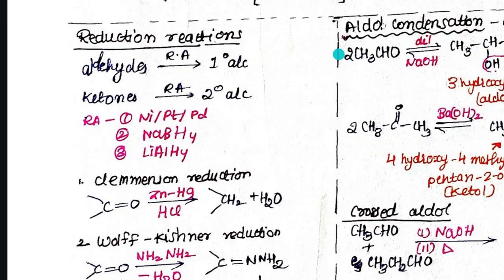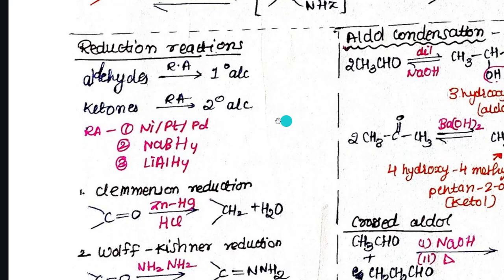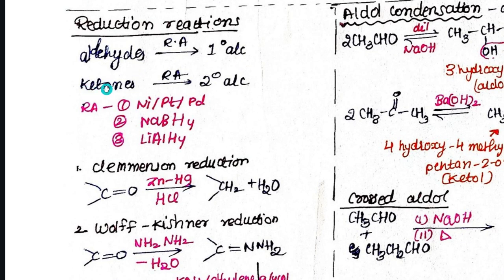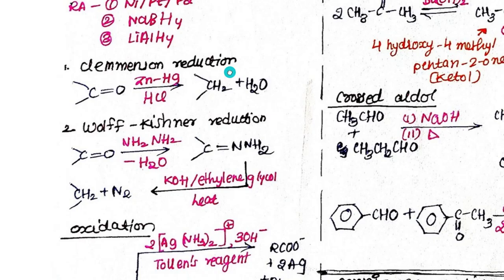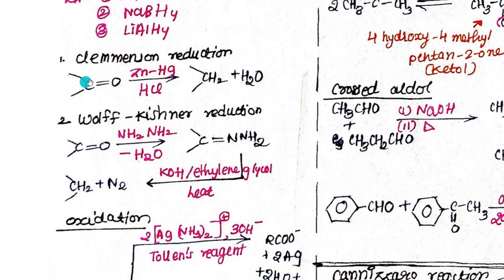Now coming to reduction reactions. Aldehydes on reaction with reducing agents give primary alcohol. Ketones give secondary alcohol. Reducing agent examples: nickel, platinum or palladium, or NaBH4 or LiAlH4. Second, Clemmensen reduction. Okay, C double bond O group, Zn-Hg and HCl, it will give us CH2 plus H2O.